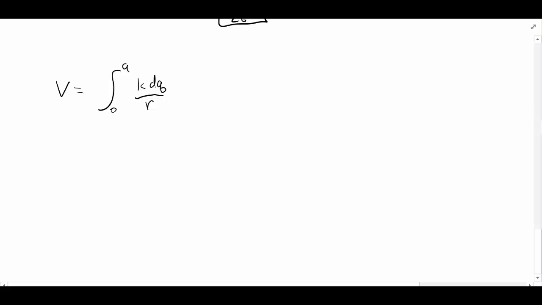Now in class I was a little worried about this because there are a whole lot of r's floating around. This is always going to be the r between your point of interest and the little tiny chunk of charge that you're evaluating. But we're in a nice spherically symmetric situation. We're thinking about the voltage at the origin. So that r is basically going to be the same r as just a measurement from the center of the sphere, because we're measuring to the center of the sphere. So this makes life nice and simple.